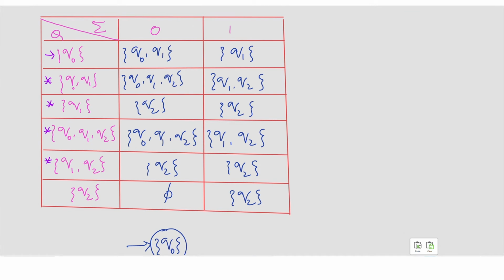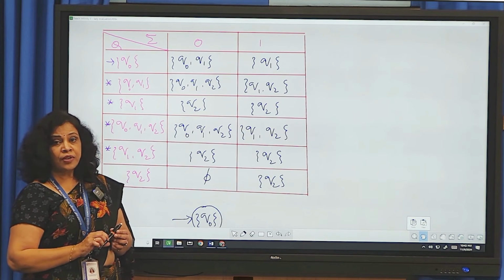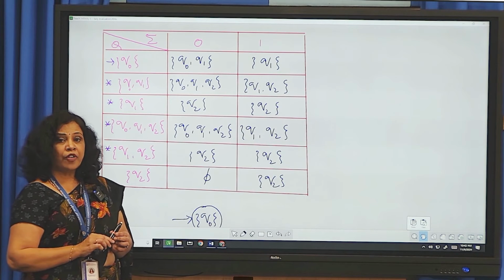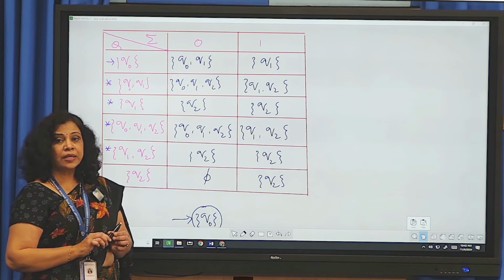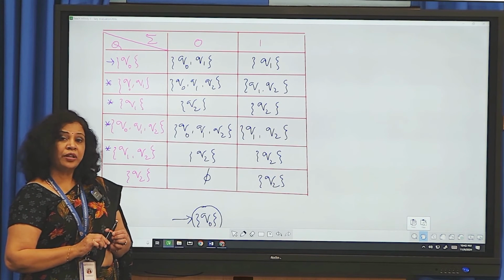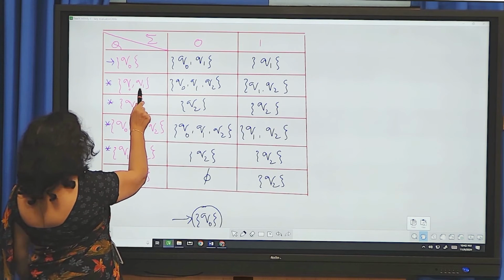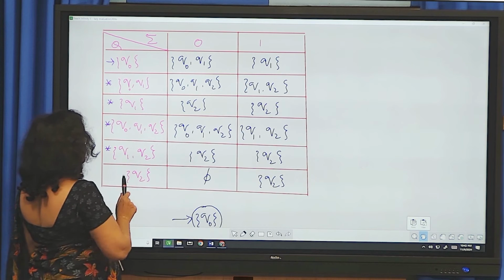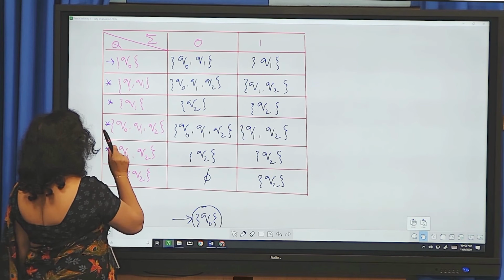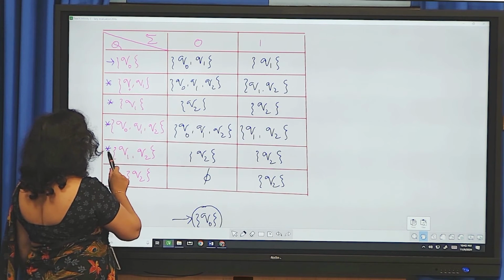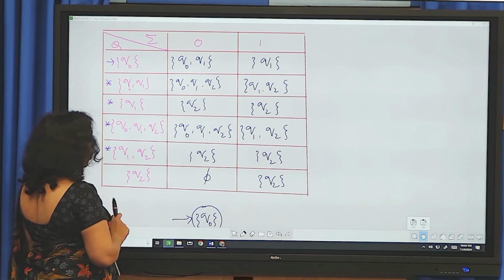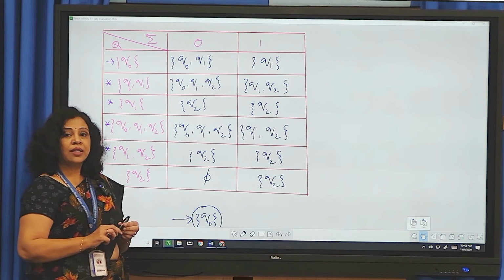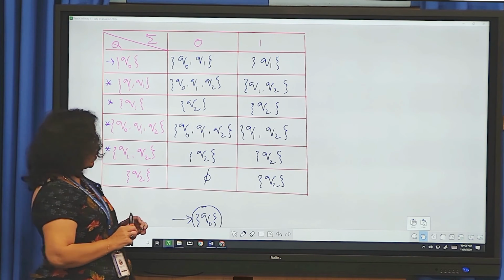Coming to the final state, Q1 is the final state of the given NFA. So wherever we have Q1, all those states we make a final state of the new DFA. There is Q1 here, make it the final state. Q1 here, make it the final state. Here, no. So 1, 2, 3, 4, 5, 6. There are 6 states in the new DFA.